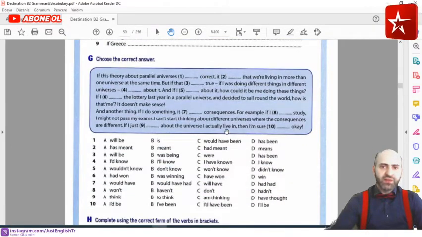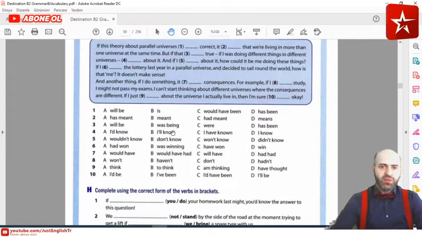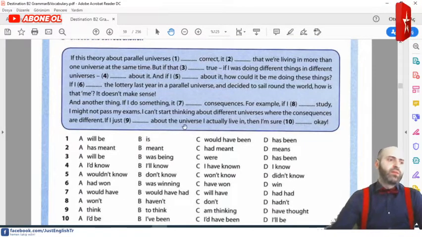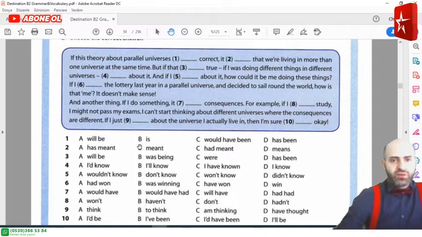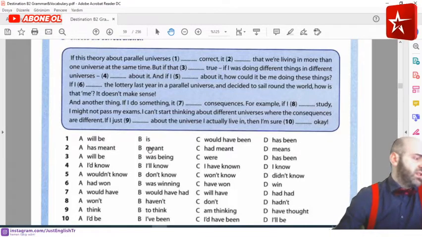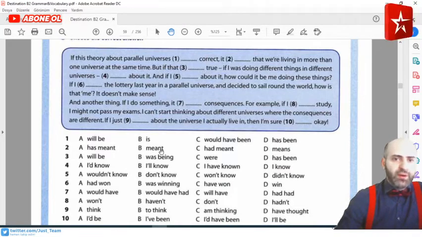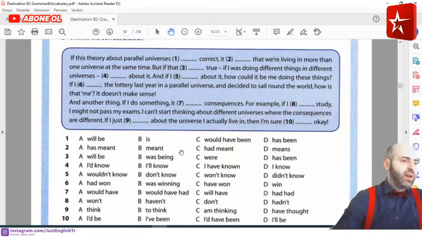I'm trying to find some easy exercise. Okay, maybe we can do this one. Guys, you need to choose A, B, C, or D. Which one is the correct answer? Let's start with number 1. If this theory about parallel universes will be correct, is correct, would have been correct, or has been correct?